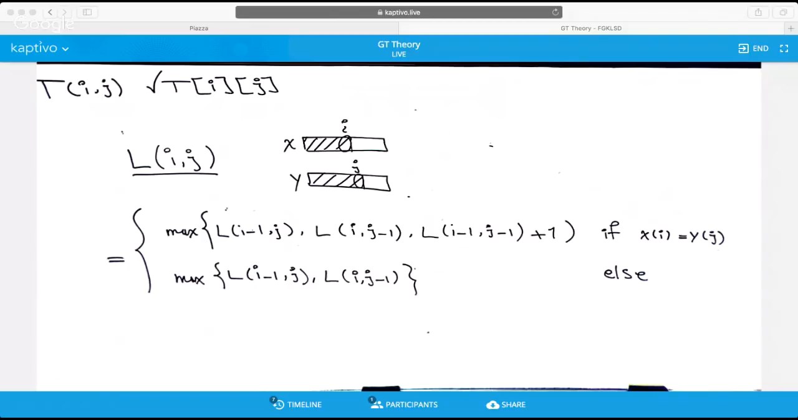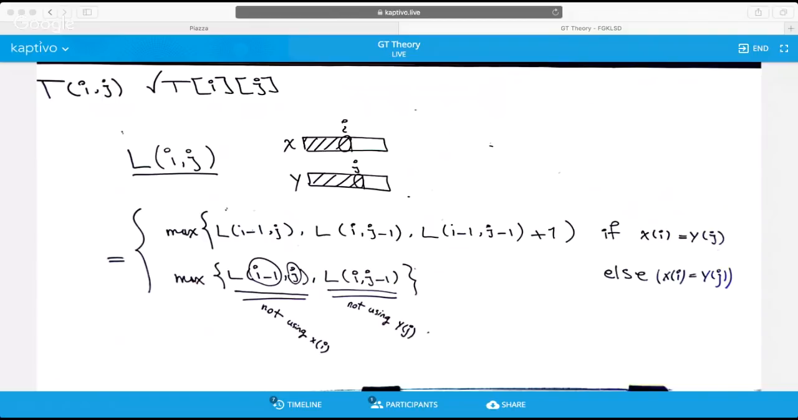If we don't use x_i in the optimal solution, the answer will be at most L(i-1, j), because we will have indices 1 to i-1 from x and indices 1 to j from y. And in the other case, the optimal solution will be at most L(i, j-1), which is the case when we are not using y_j. And the first case was not using x_i. At least one of these two cases would happen because x_i is not equal to y_j, and the common substring cannot have both of them at its end. So this was the easy case.